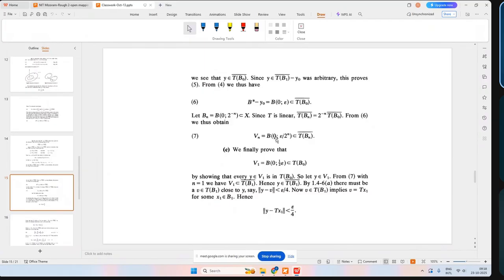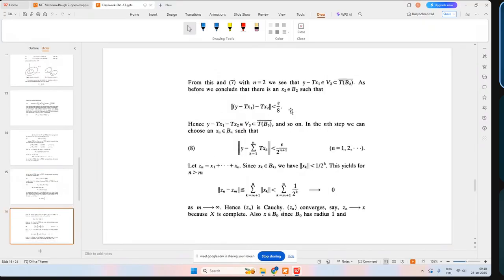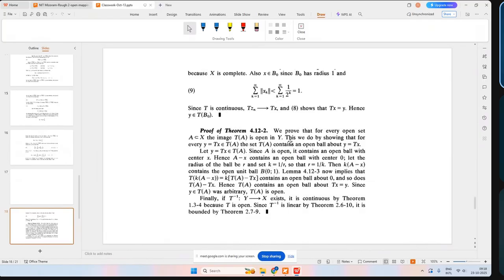Now, why do you take this one? That will make this Vn contained in TBn. Okay, TBn is nothing but 2 raised to minus 1 into TB naught. So this ball will be in TBn actually. So finally we prove this; it is a simple proof. I will leave that to you to prove it.